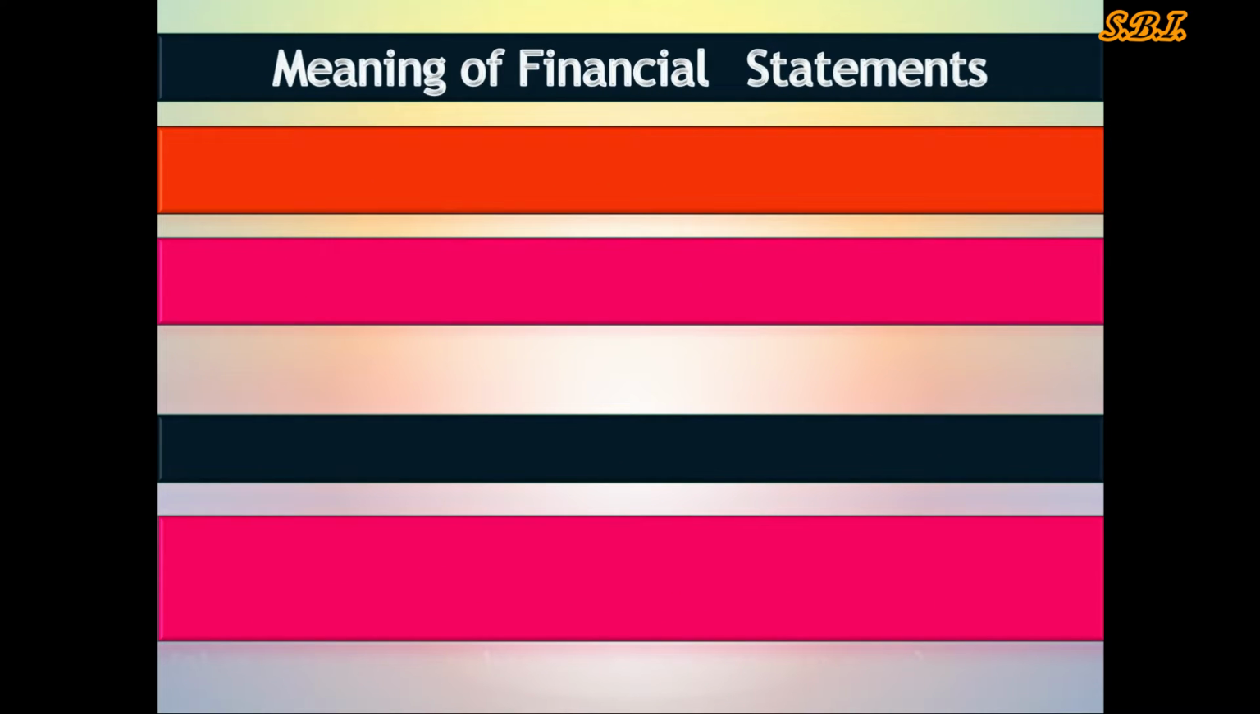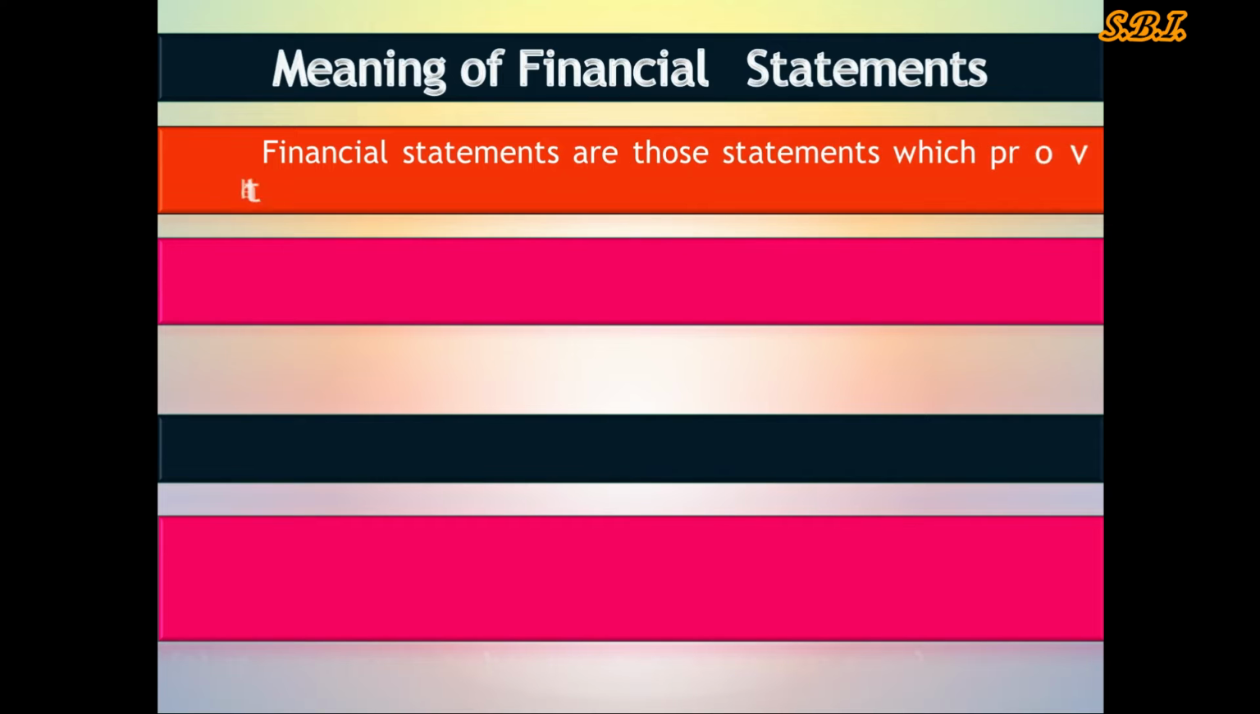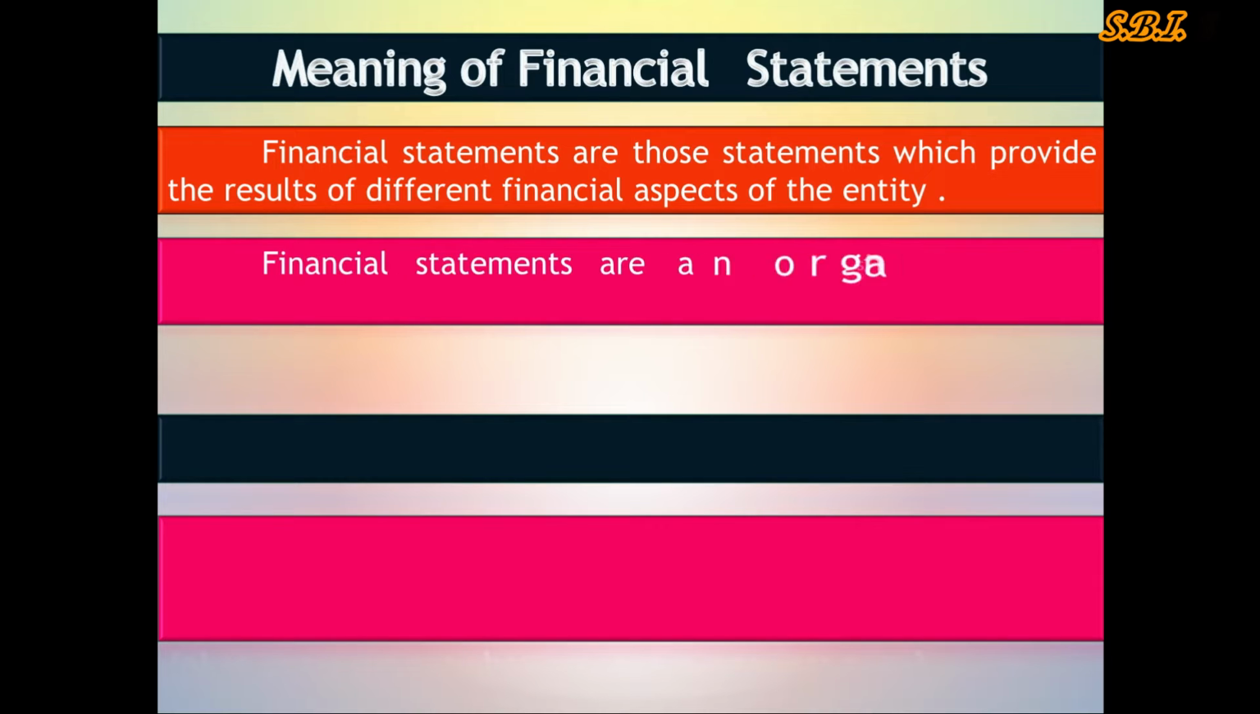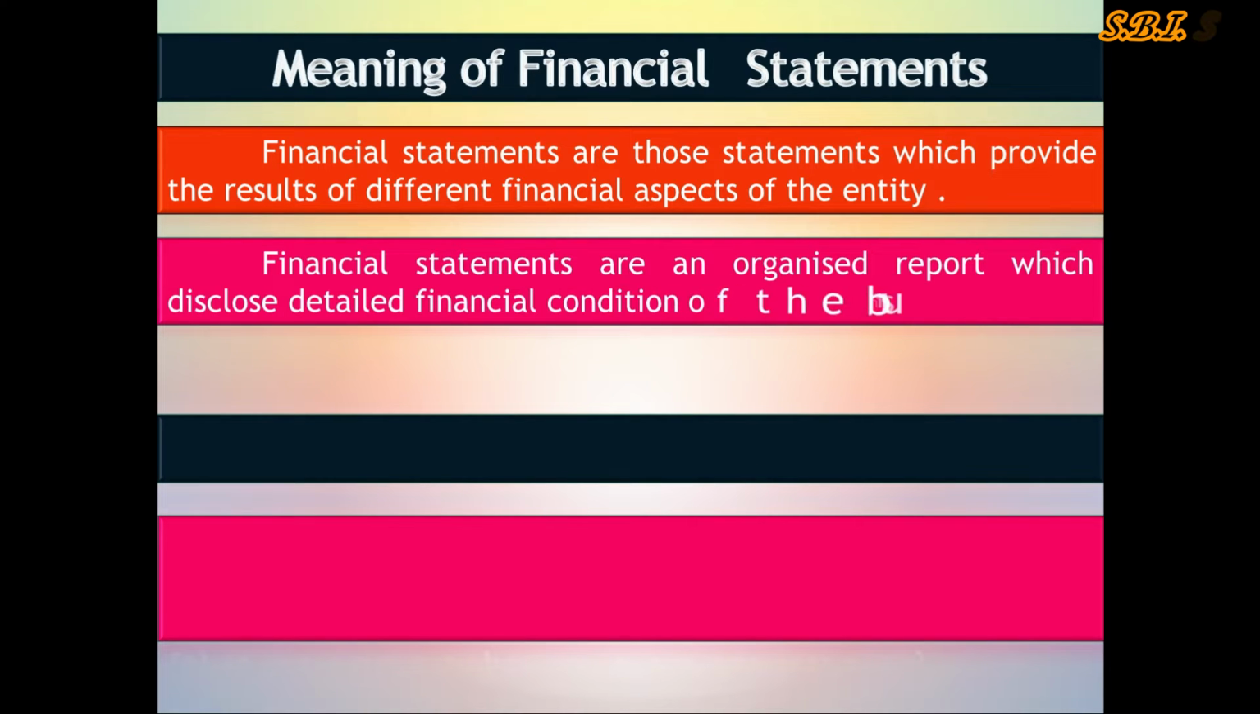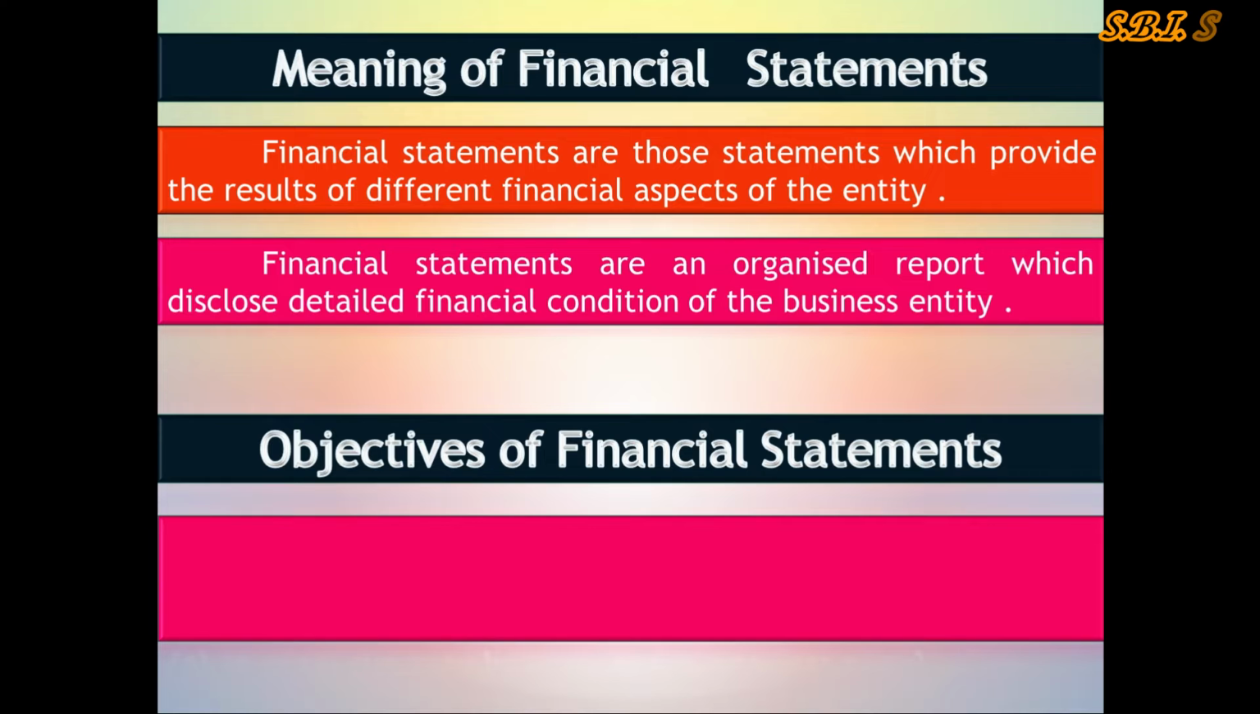Meaning of financial statements. Financial statements are those statements which provide the results of different financial aspects of the entity. Another meaning: financial statements are an organized report which discloses the detailed financial condition of the business entity. Then, objectives of financial statements.